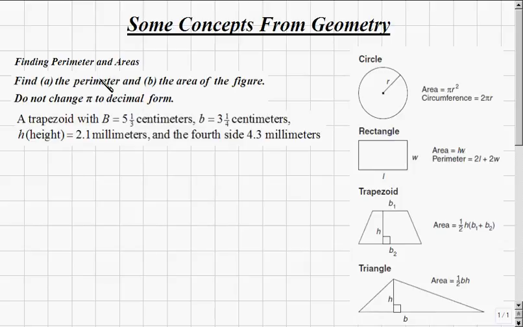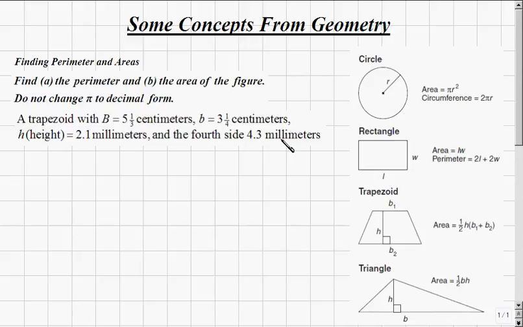Let's find the perimeter and the area for the following figure. A trapezoid with capital B equaling 5 1/3 centimeters and little b being 3 1/4 centimeters, the height h being 2.1 millimeters and the fourth side being 4.3 millimeters.